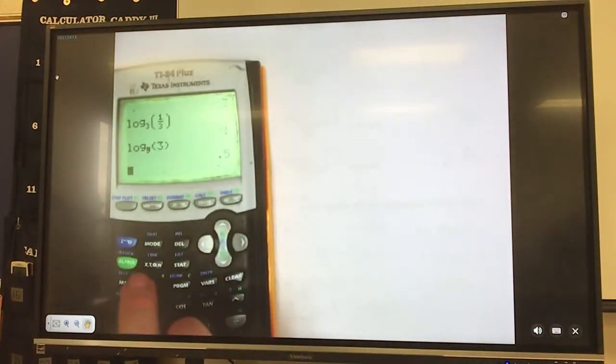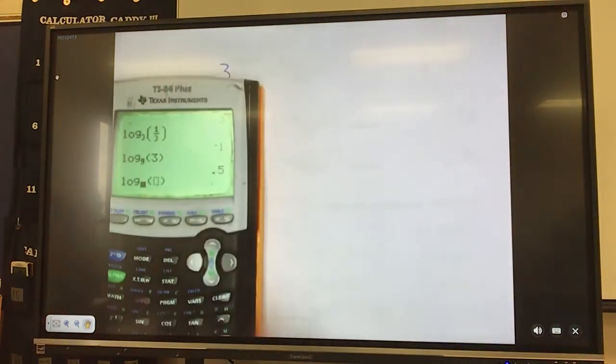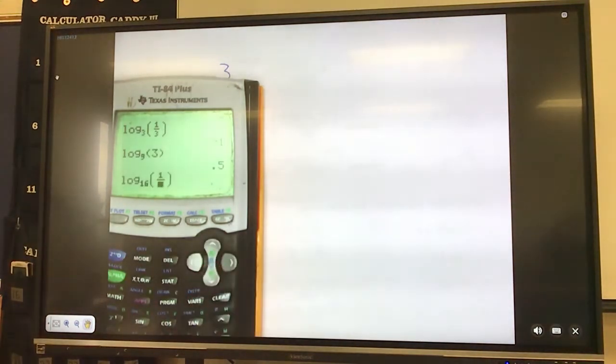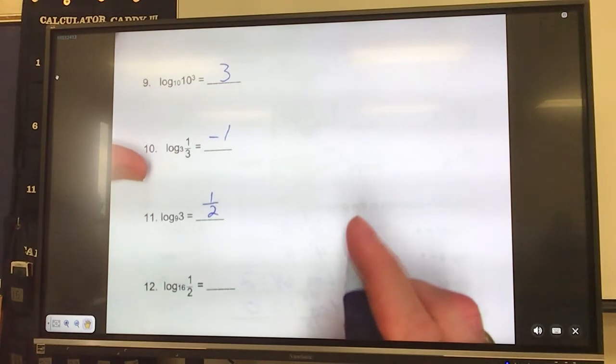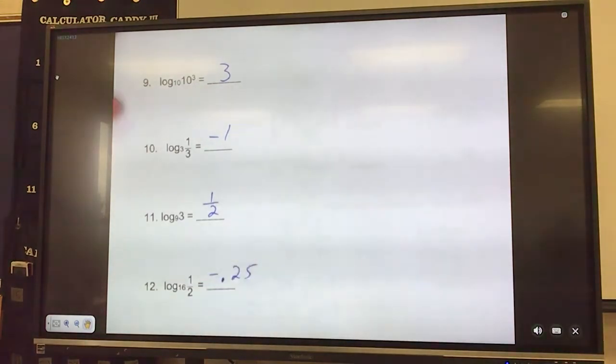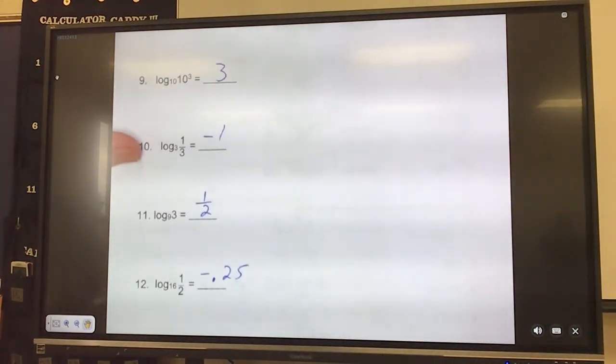And we have the last one, log base 16 of 1/2, yep, is negative 0.25, or you could put negative 1/4, it's up to you. I'll put negative 0.25, you could have put negative 1/4. Okay, too easy, any questions on this? Told you it's the easiest one yet.